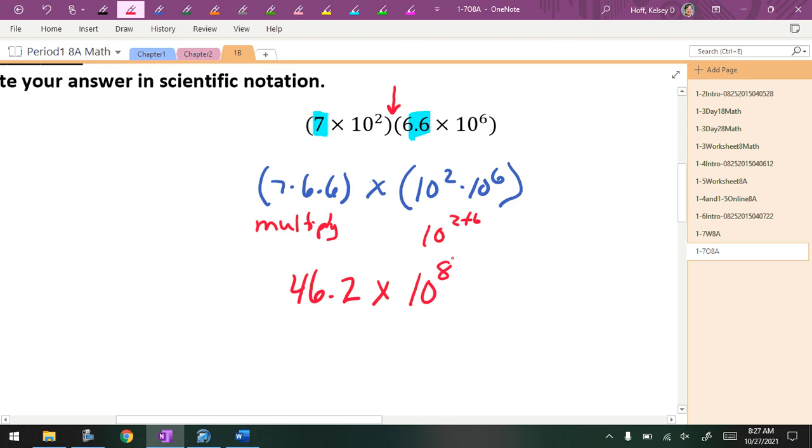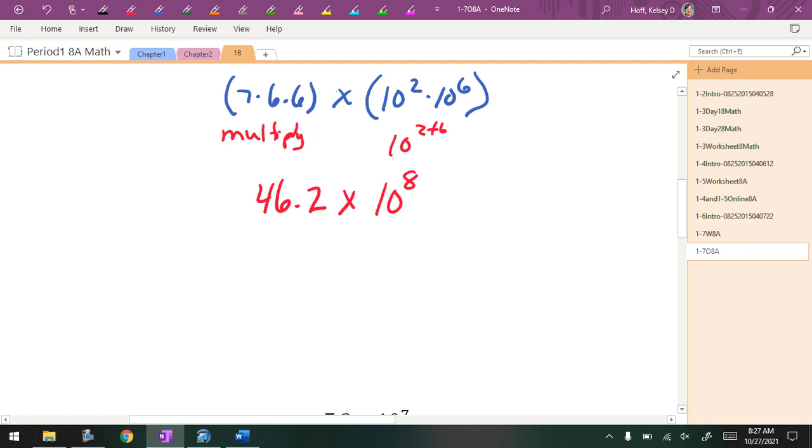But then we stop and we ask ourselves, is this proper scientific notation? Okay, Marilyn, what does proper scientific notation mean? How many numbers in front of it can you have? Only one. So I have two numbers in front of my decimal. I cannot have that. Then we have to make a dash diagram.